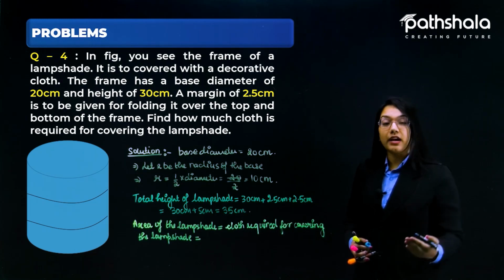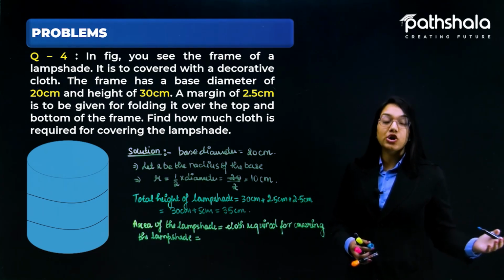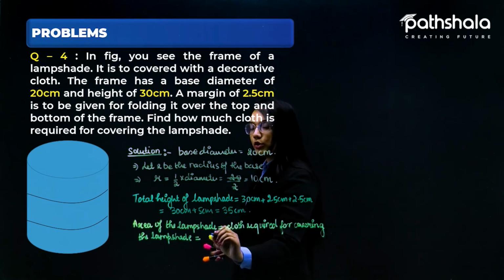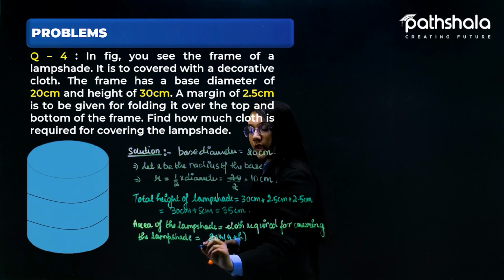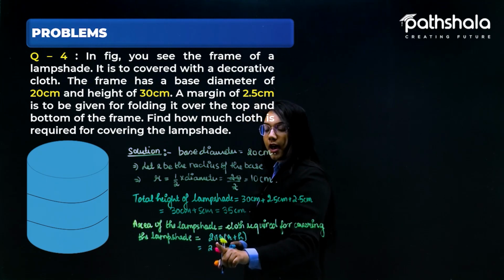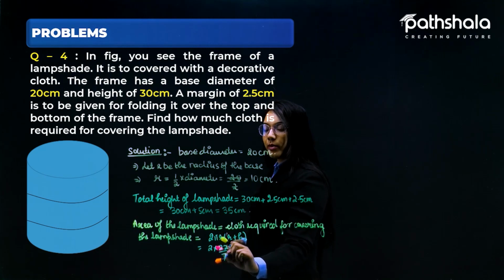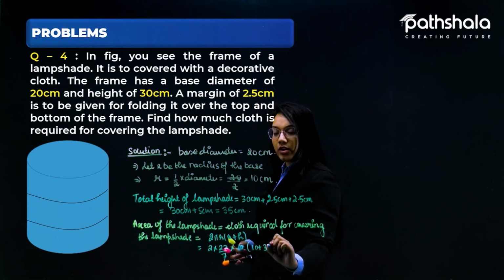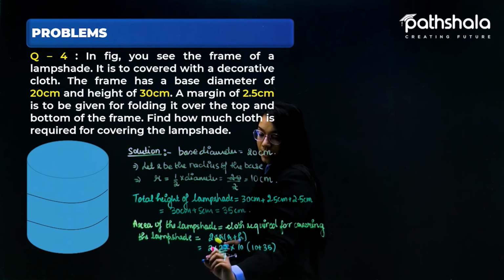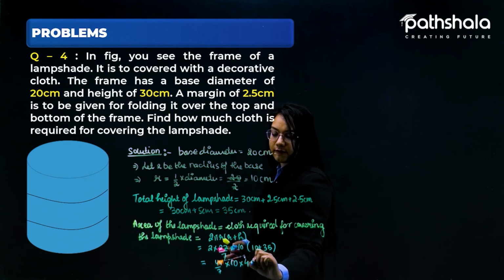So the total area for the cylinder, we know that it is 2 pi r into r plus h. So this would be 2 pi r into r plus h. So hence we have this as 2 into pi. We are using 22 by 7. The radius is 10, and further we have 10 plus 35. So hence we are getting the value as 44 by 7 into 10 into 45.